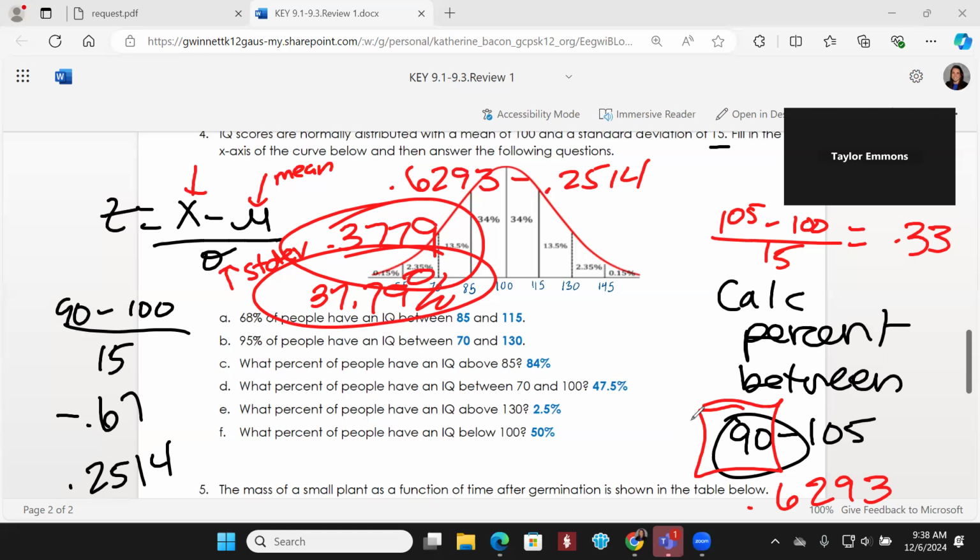Good. Questions? Yes, you're going to get your table. Yes, you're going to get Desmos. Yes, I'm going to give you the formula. Cool.